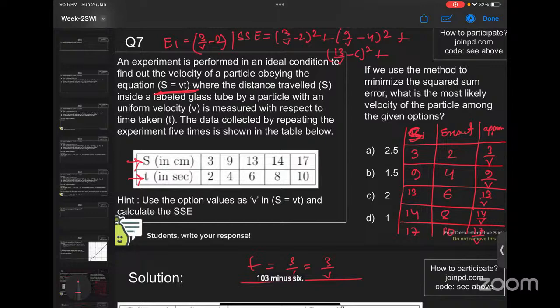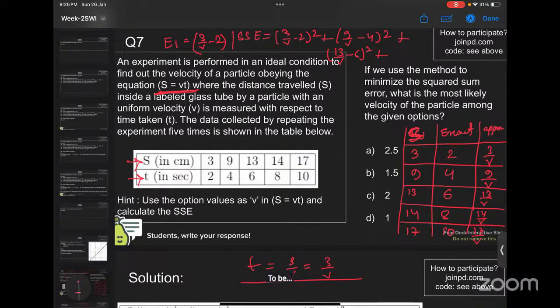Sir, ma'am, in this table, you took S as Y and T as X. Can we reverse it and take Y as T? Yeah, we can do it. Even it will be better, I guess.